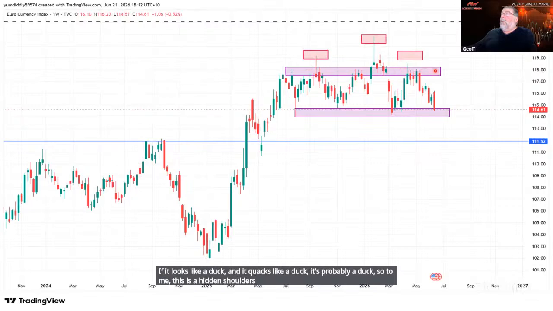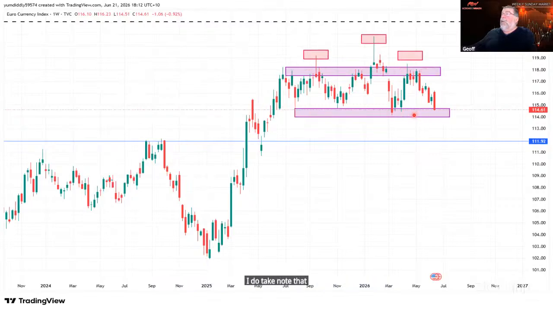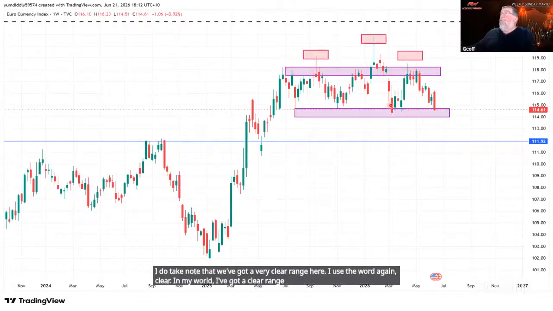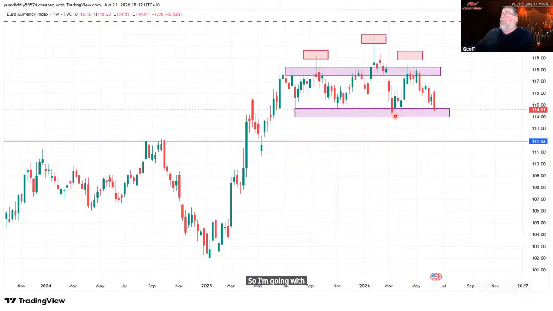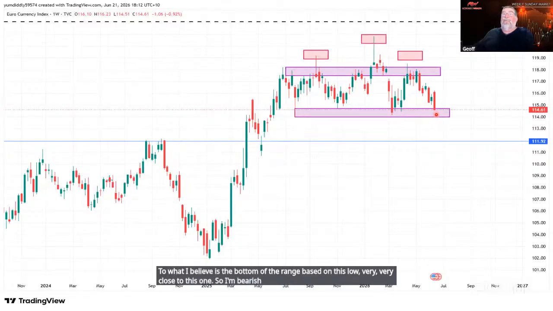And I do take note that we've got a very clear range here. I use the word again, clear. In my world, I've got a clear range here. What we haven't ascertained is whether this is the bottom of the range. So I'm going with this is the bottom of the range, which gives me some space for price to go back to what I believe is the bottom of the range based on this low, very, very close to this one. So I'm bearish the euro right now.